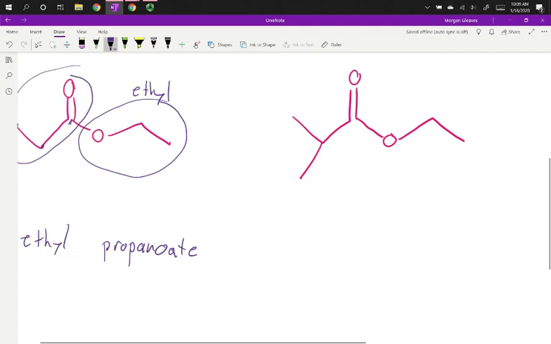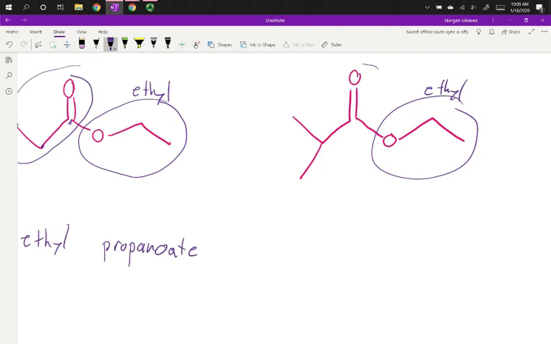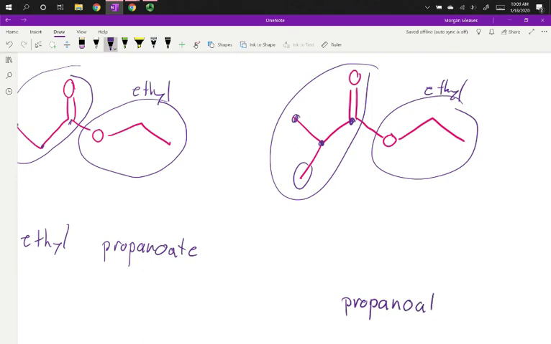If we go over to our rightmost structure, again, my single bonded oxygen side is 2 carbons, it's ethyl. My double bonded oxygen side, this one's a little bit different. Again, I have 3 carbons, but I have a subgroup. So 3 carbons is going to be a prop. The carbons are single bonded to each other. It's a propan, and it is a propanoate.